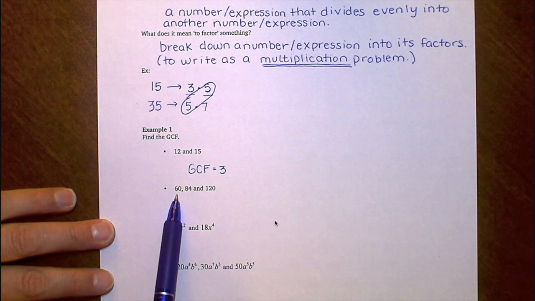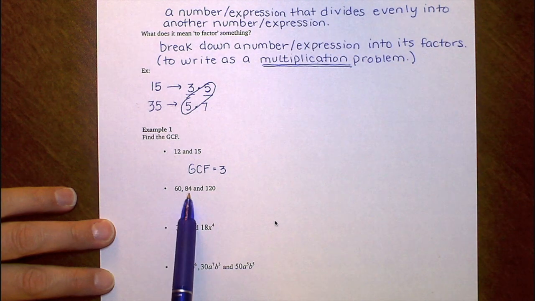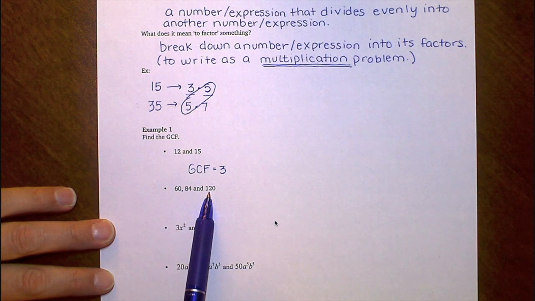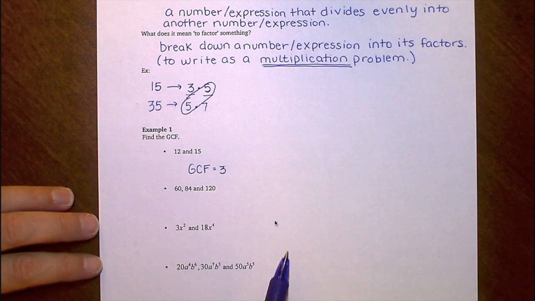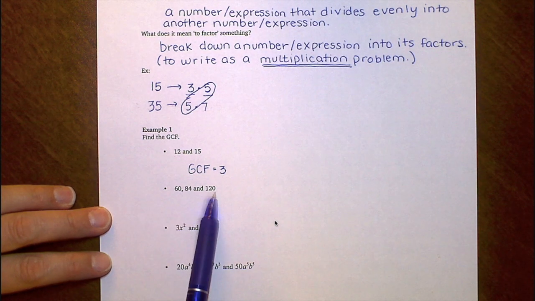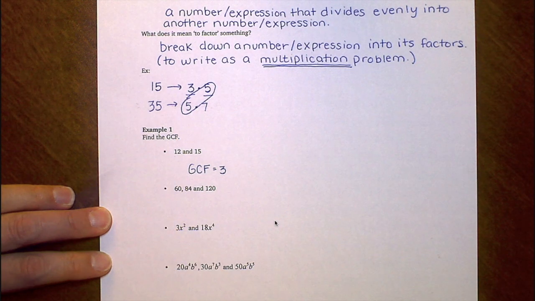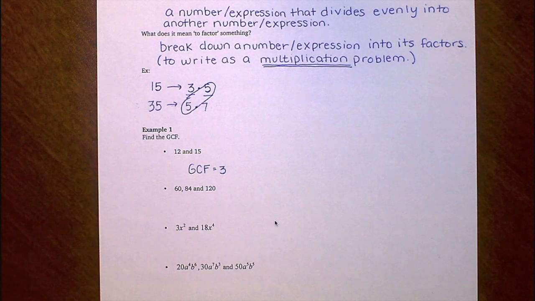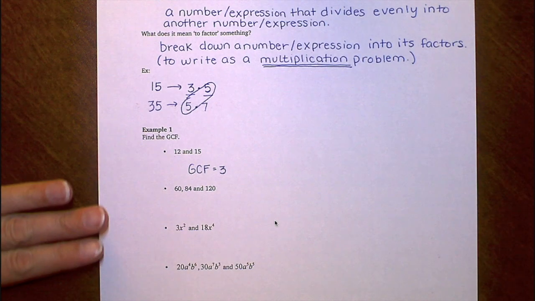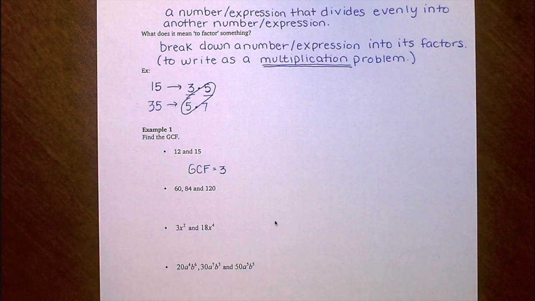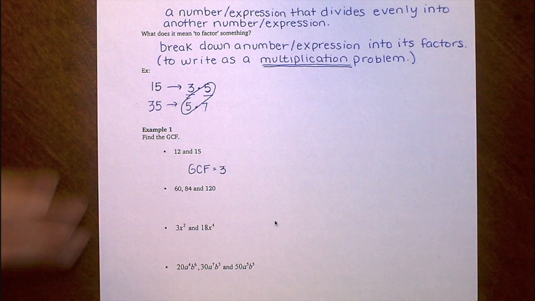But maybe you get something crazy like this, 60, 84, and 120. Maybe you don't know this one off the top of your head. Or maybe you know something that goes into all three. Like I could look at these and say, well, 2 goes into all of them. That's a common factor, but we don't know for sure that it's the greatest common factor. We don't know it's the largest. So here's what we can do. I'm going to kind of give you a trick for this. And again, you shouldn't have to do this for every single problem, but it's a good strategy if you don't know the answer right off the top of your head.